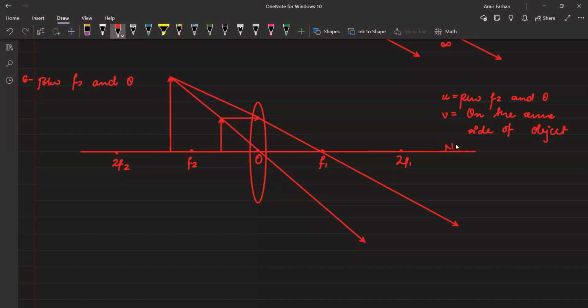And nature would be inverted. Sorry, not really inverted, it would be virtual and erect. And your size would be enlarged.